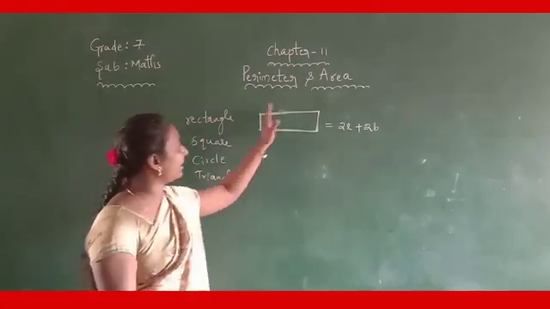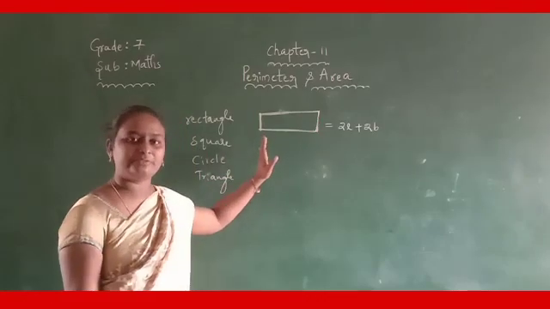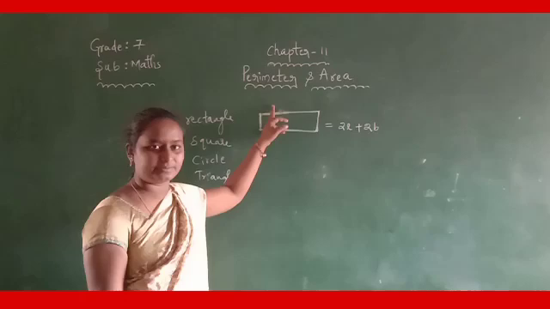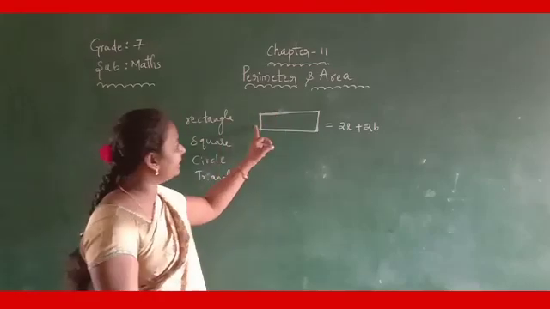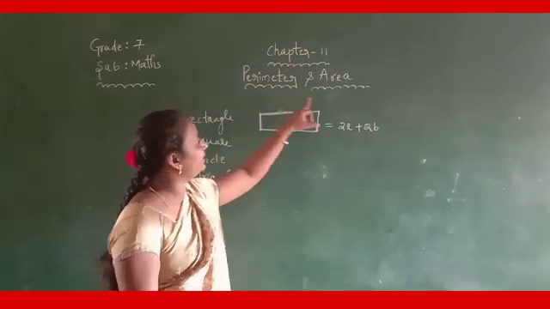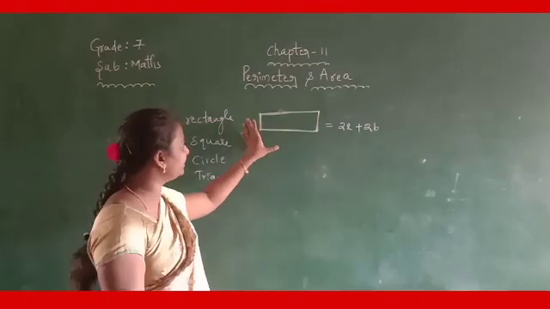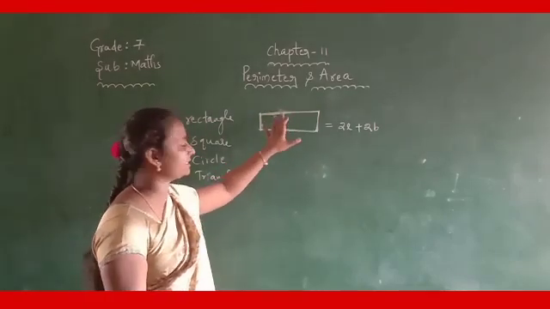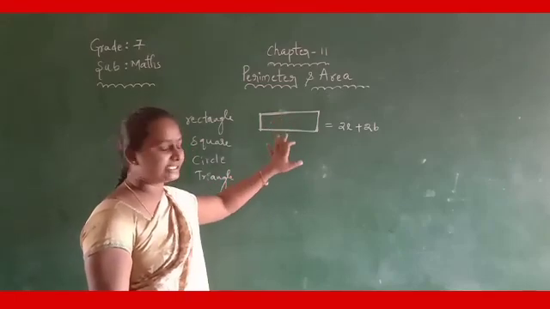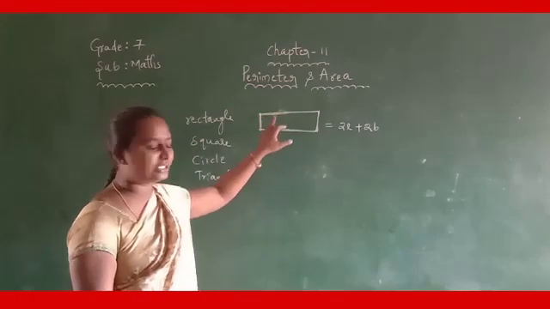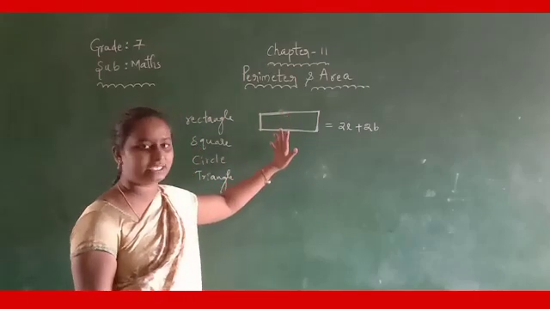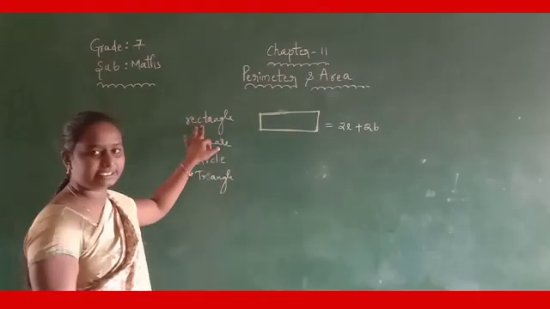The distance around the closed figure is called the perimeter. What is the perimeter? The distance around the closed figure. So here the plane figure is a rectangle. The total distance of 2 lengths and 2 breadths is the perimeter of the rectangle.